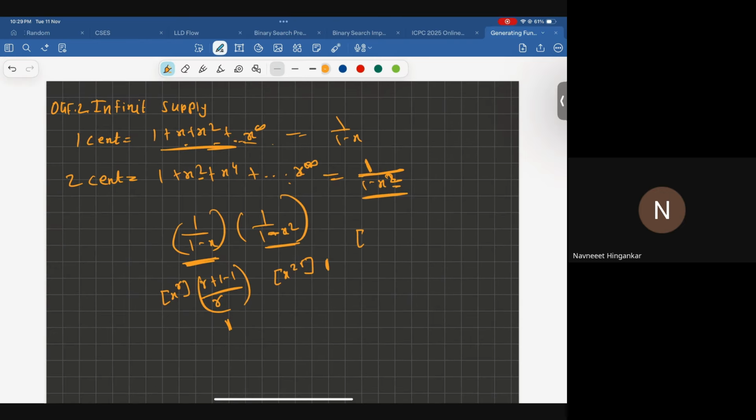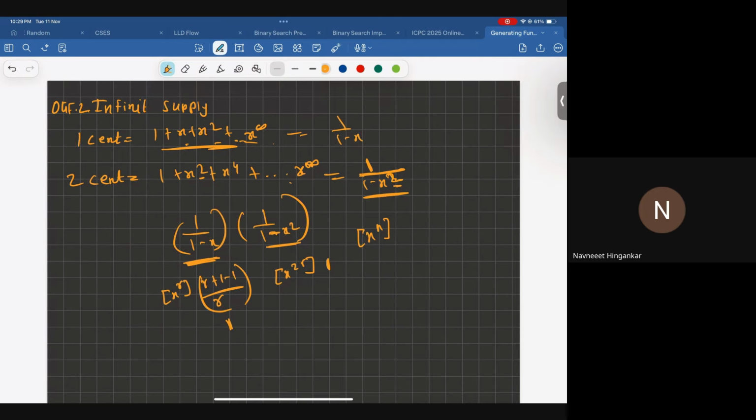Like let's say I need x raised to the power n, so if I choose r, this will become n minus r basically, but it should be even, then only it will work. These two polynomials are separate. This is a polynomial, this is b polynomial. Okay, so this is something like this.